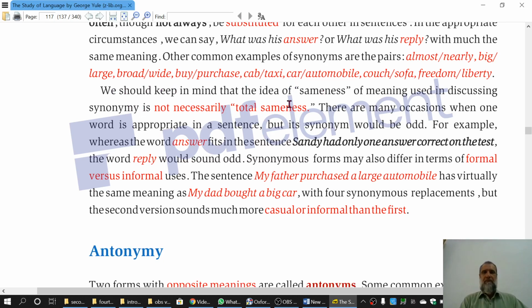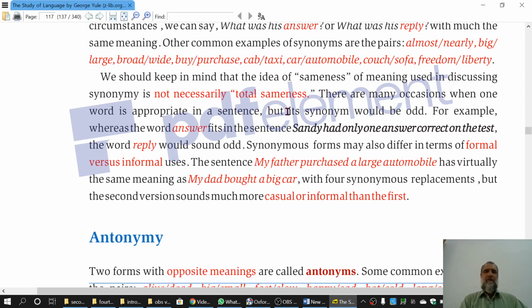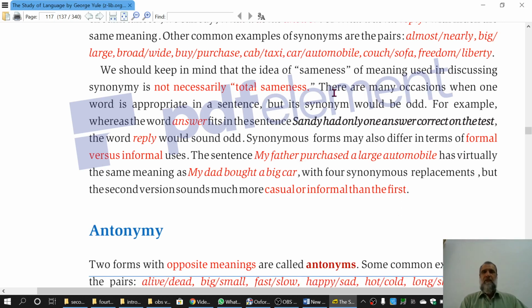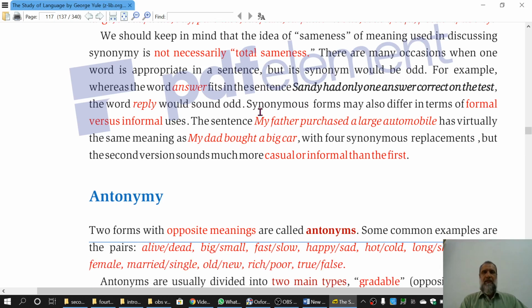We should keep in mind that the idea of sameness of meaning used in discussing synonymy is not necessarily total sameness. There are many occasions when one word is appropriate in a sentence, but its synonym would be odd. For example, whereas the word answer fits in the sentence, Sandy had only one answer correct on the test, the word reply would sound odd.